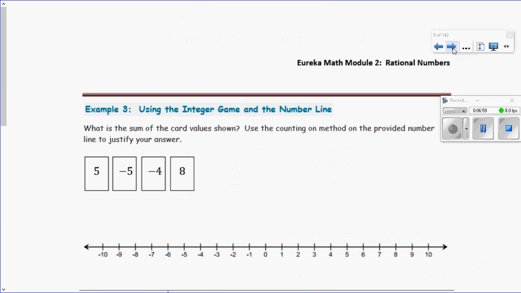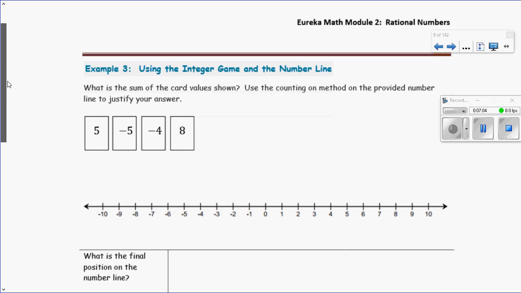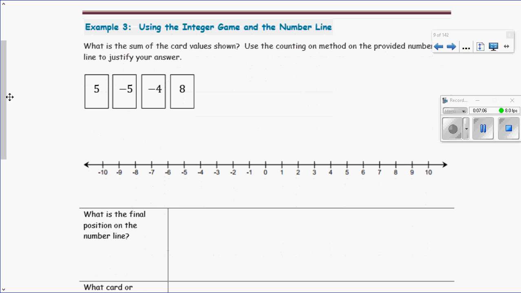Using the integer game and the number line. I'll be explaining the integer game more in class, but for now, what I'm going to explain to you is if you're holding a deck of cards and you want to know what is the value of these cards. I like to think of this as money. That's what makes the most sense to me and in real life. So what you can do is think about, like, if I had $5, that would be the first one. Okay, so I have $5, and then I owe $5, or I spend $5. Then I spend $4 more, and then I get $8.